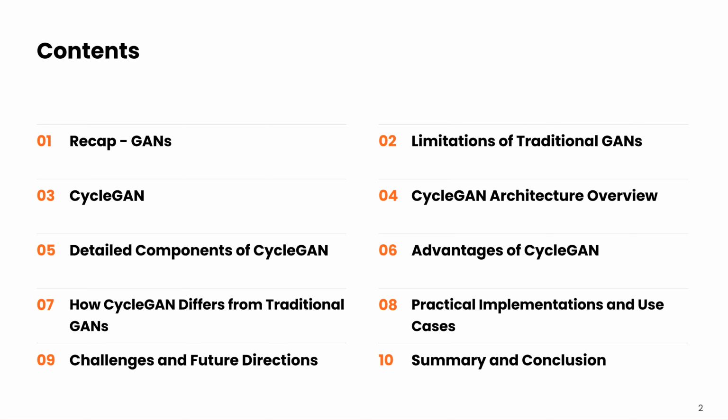Today, we'll walk through the agenda and preview what you'll learn. We'll start by recapping GANs and where traditional GANs often fall short. Next, we'll introduce CycleGAN and sketch its architecture at a high level. Then we'll drill into the main components of CycleGAN, showing how the generators and discriminators interact and why cycle consistency matters. We'll highlight the key advantages CycleGAN offers and explain how it differs from classic GANs. After that, we'll look at practical implementations and real-world use cases you might encounter. We'll also discuss challenges, limitations, and possible directions for future work. We'll wrap up with a concise summary and takeaways you can apply.